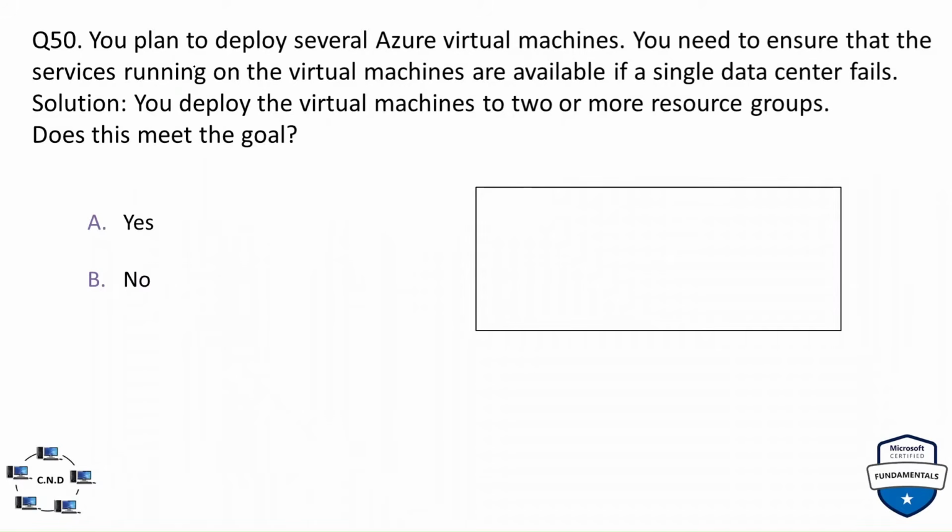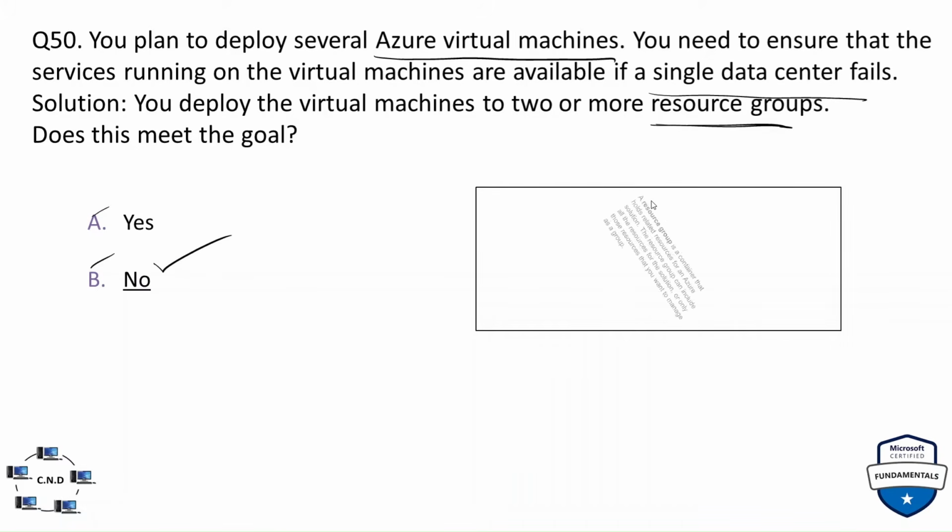Question number 50 is that you plan to deploy several Azure virtual machines. You need to ensure that the services running on the virtual machines are available if a single data center fails. Solution: you deploy the virtual machines to 2 or more resource groups. Does this meet the goal? And the options are yes or no. And the correct option is no.